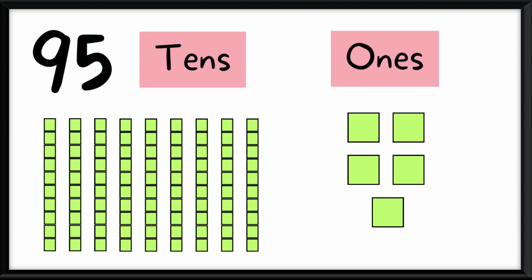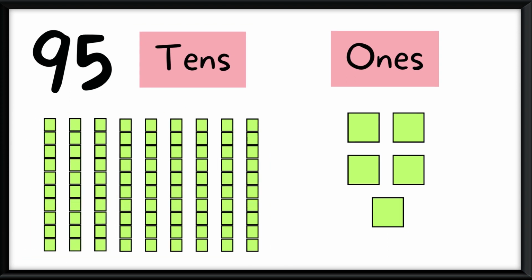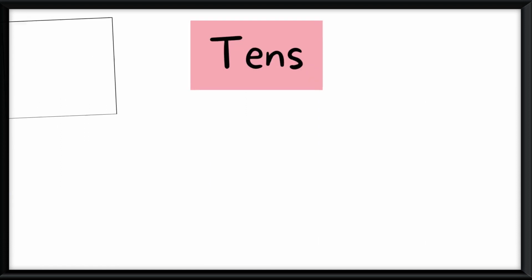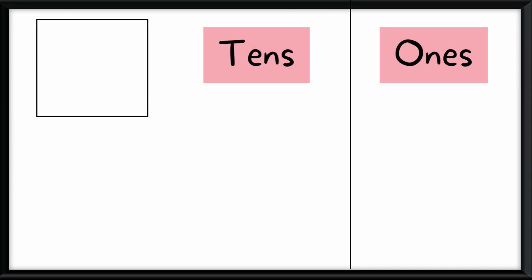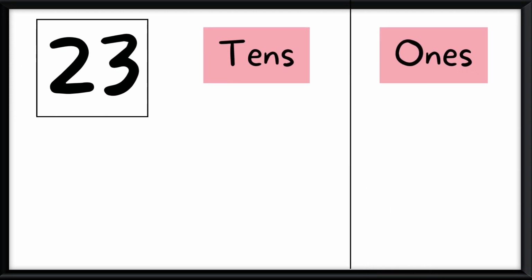Here is a more clear representation. Here we have 9 sets of 10 squares and 5 sets of 1 squares. You can use this table method to understand your ones and tens always. Let's take another example. 23.